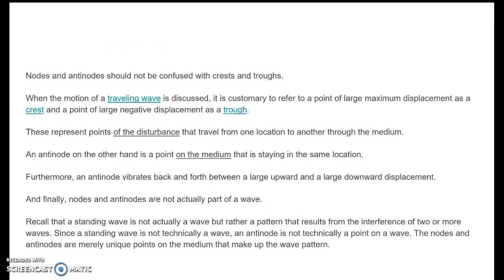Do not confuse them with crests and troughs. The point of the largest maximum displacement is a crest, and large negative displacement is a trough. Now, these represent points in the disturbance that travel from one location to another. The antinode, on the other hand, is a single point in the medium that is stationary, in the same location. A single point, not the movement of this change in amplitude that we see with crests and troughs.